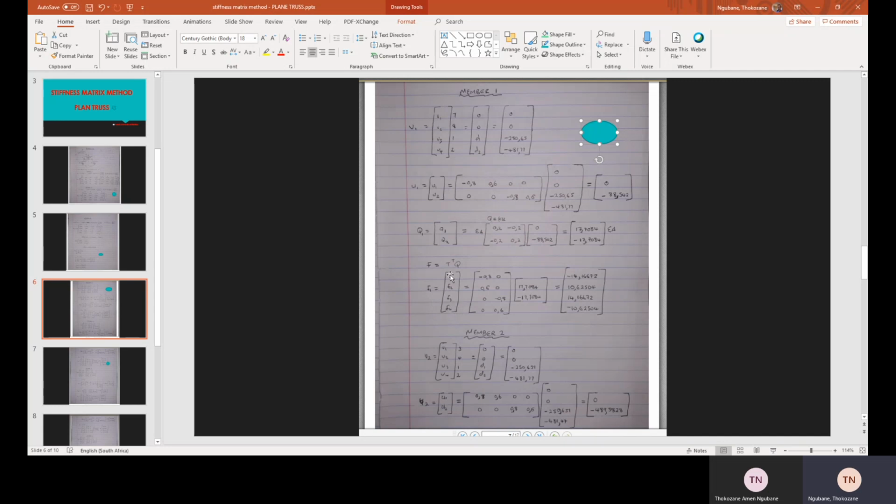To calculate our force, we have T inverse times Q. We have our Q here, and then we have the formula for T inverse. Then we put our cos and sine. Then we multiply our T inverse by Q. Then we get our force values, and then we follow those steps for member 1, 2, and 3. Then calculate our forces here. It's just as simple as that, guys.